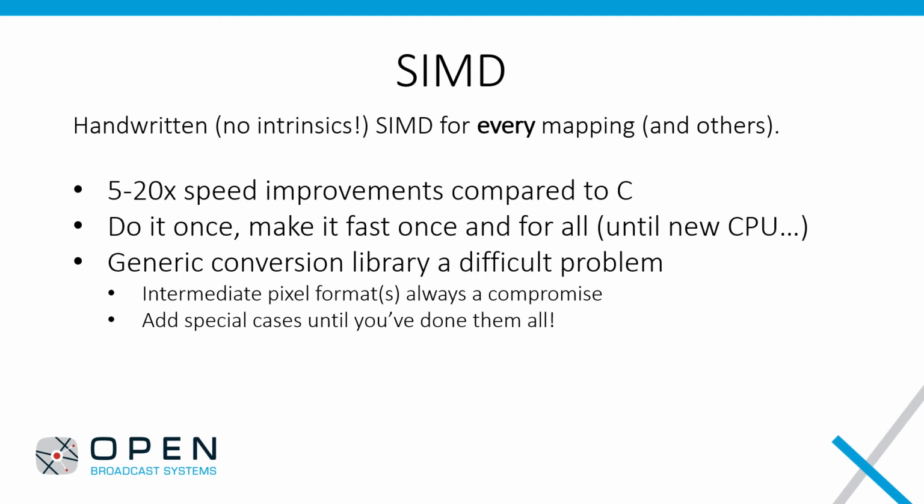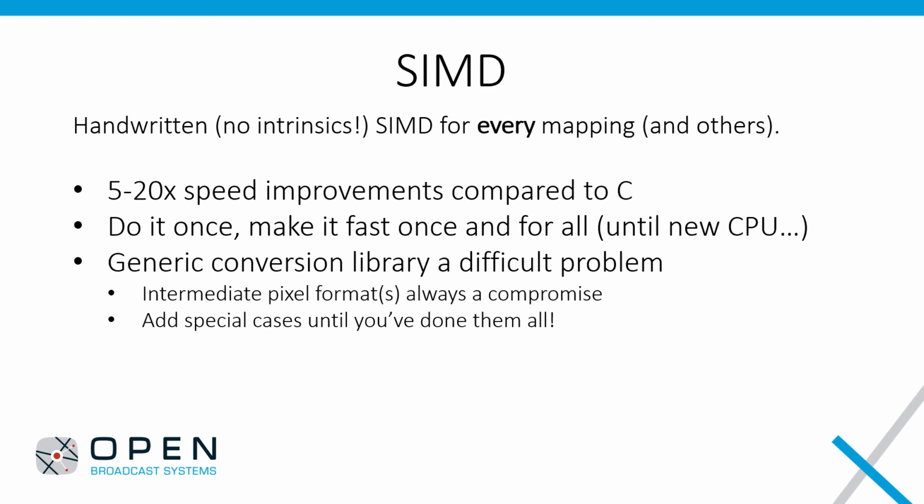And there are also some others for various reasons. And this has a phenomenal speed improvement, 5 to 20 times. That's not a percentage sign compared to, say, doing it in C. And we do it once, then make it fast once and for all. Well, at least until a new CPU comes along, such as the Apple M1.